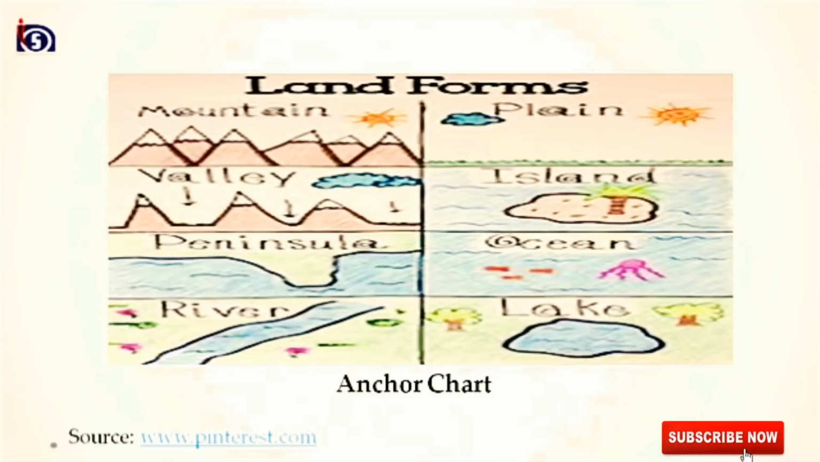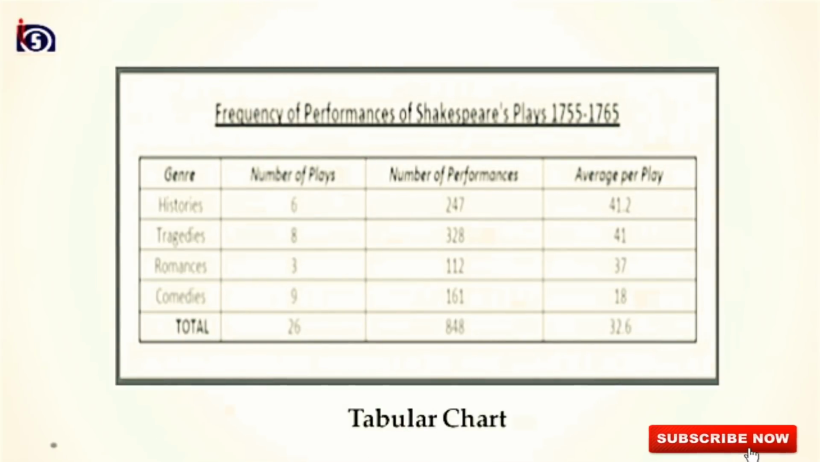Now on your screen there is another type of anchor chart which shows again the landforms. All the landforms have been shown on this chart. Now we are having a tabular chart on your screen in which we have tabulated data for communicating in a better manner to the student.